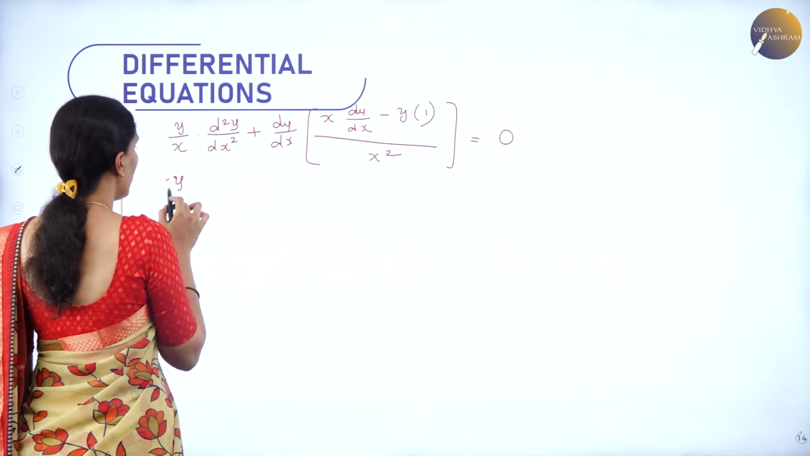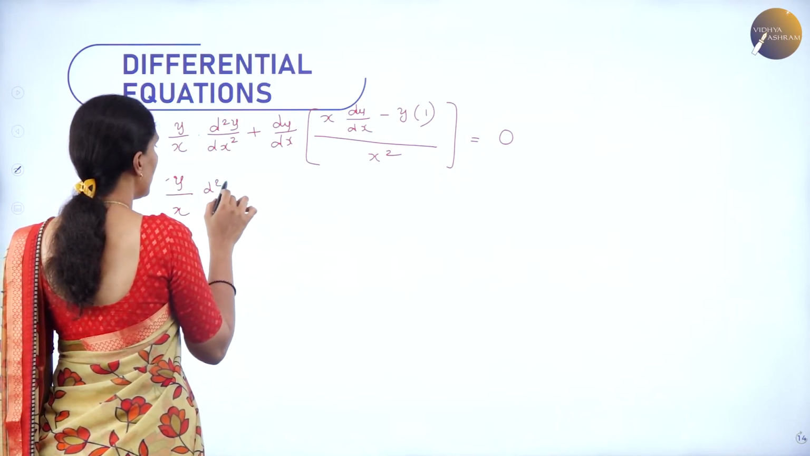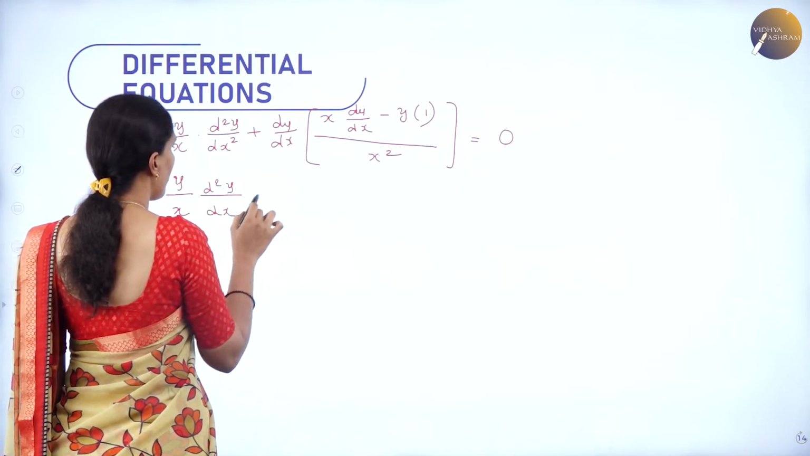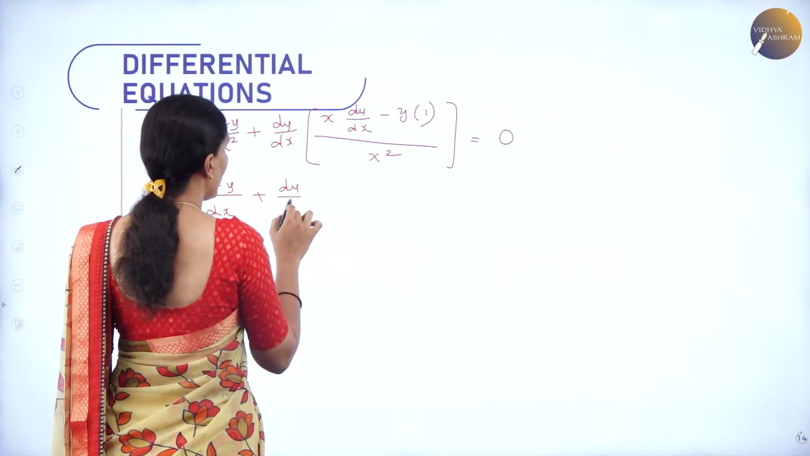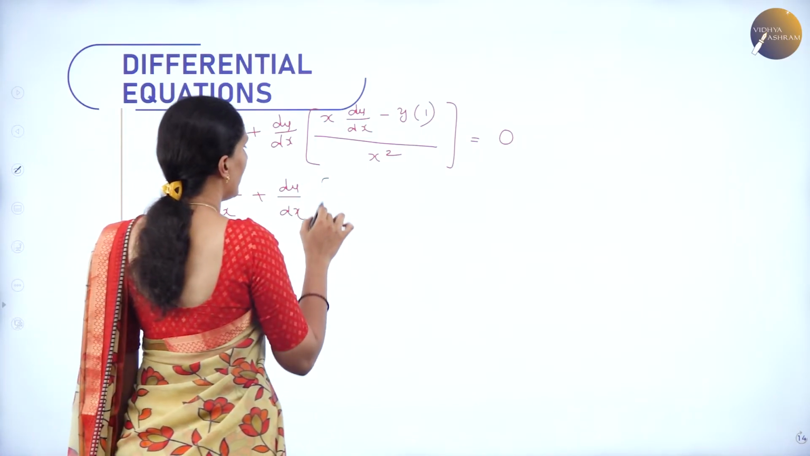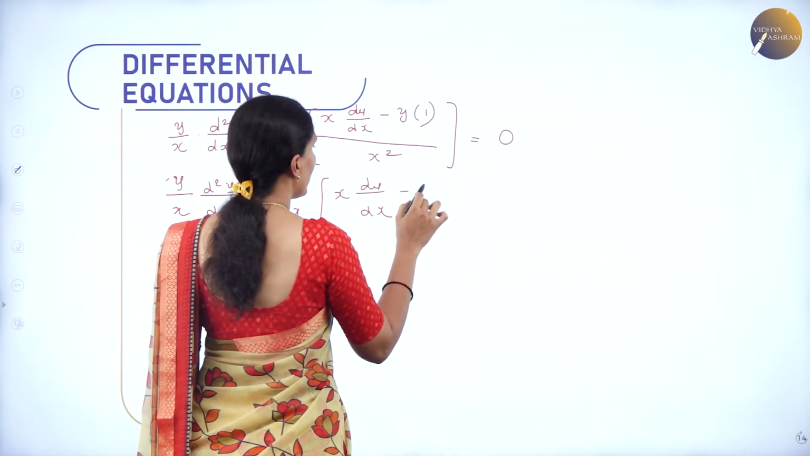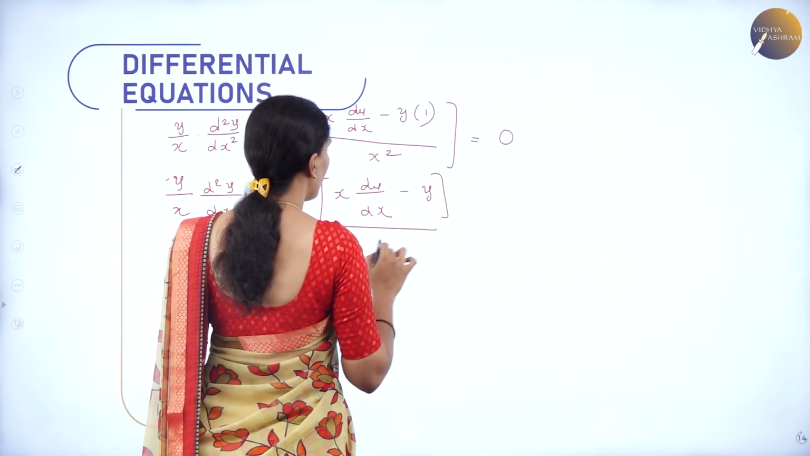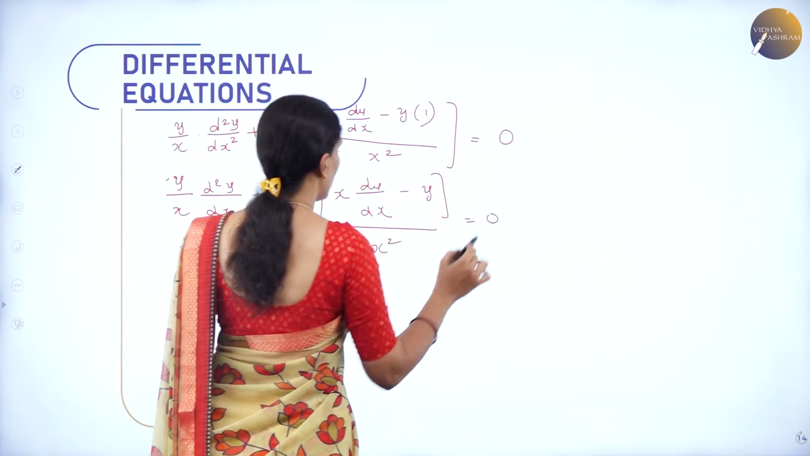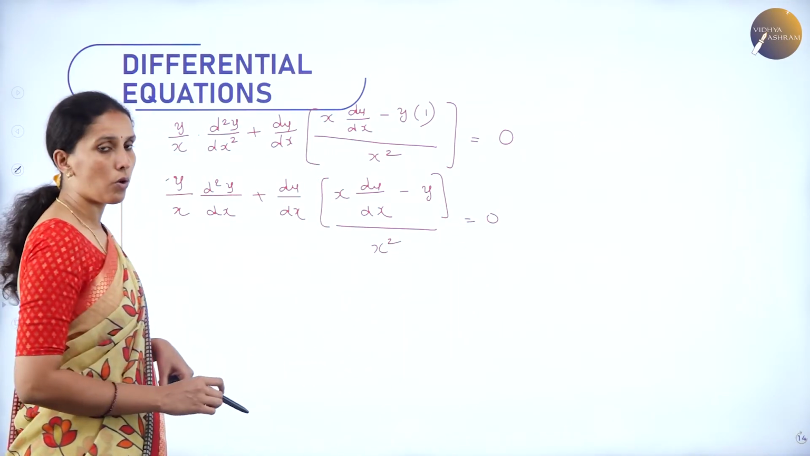Now here we have y by x d square y by dx square plus dy by dx, and here we have x into dy by dx minus y, whole divided by x square, is equal to 0. So multiply x square throughout the equation.